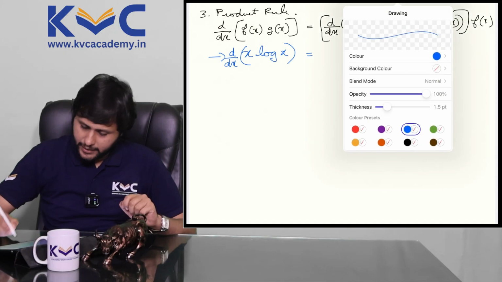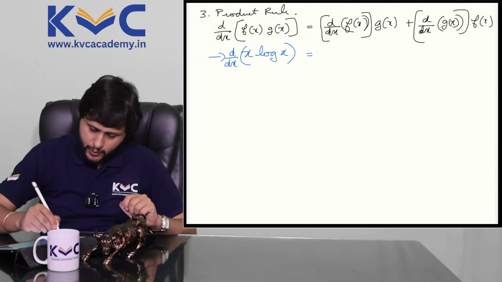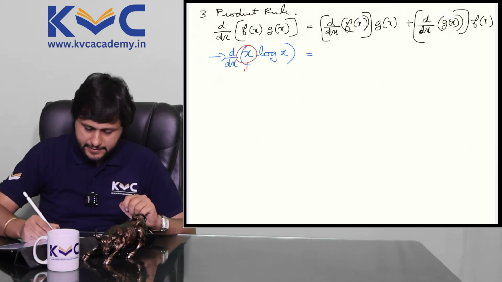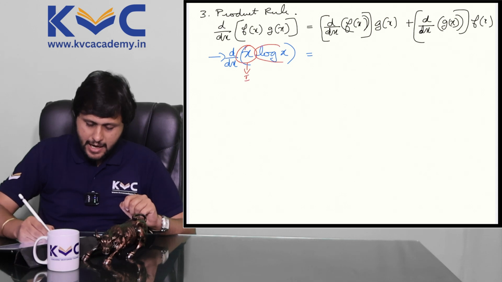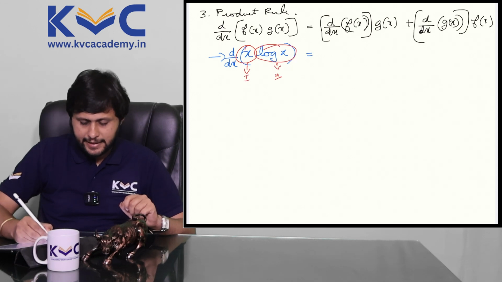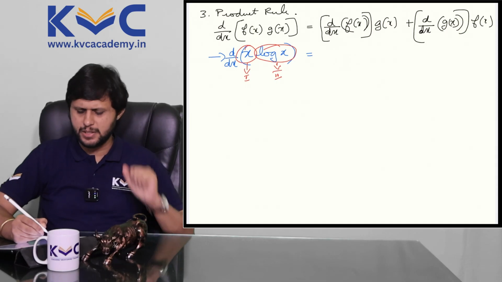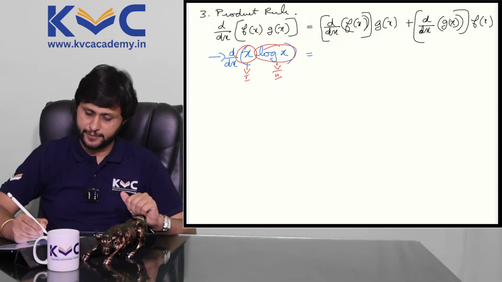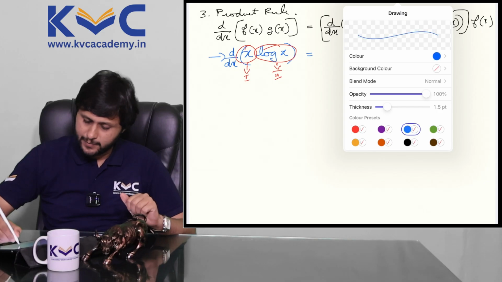Now I'll highlight the two functions that we have. First function is x. I'll call it the first function. And we have log x. This is the second function. One is f of x, one is g of x. Correct? First function, second function. What should we do? We will split it now.